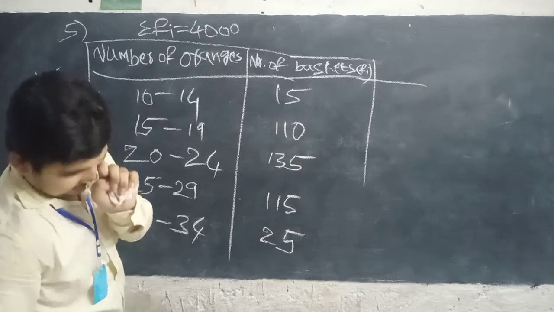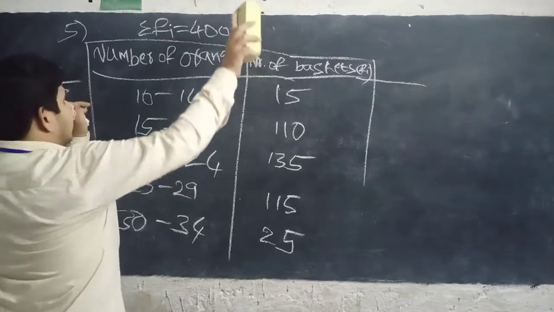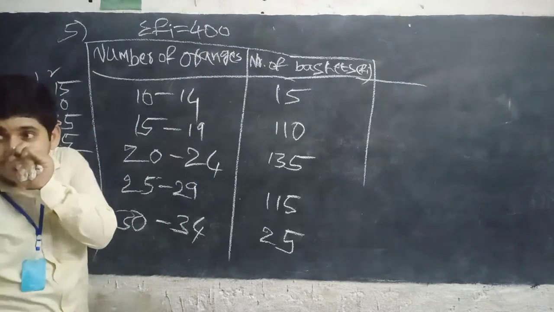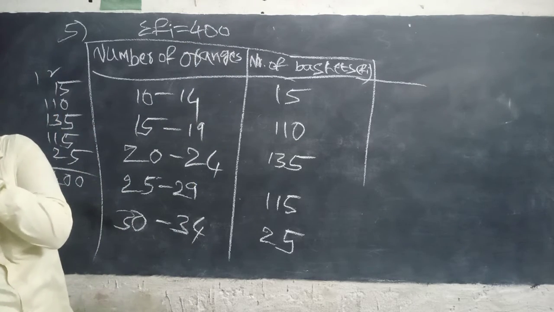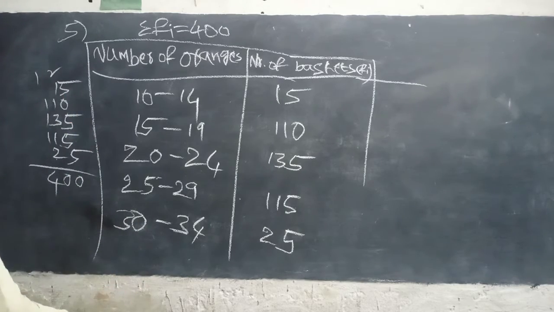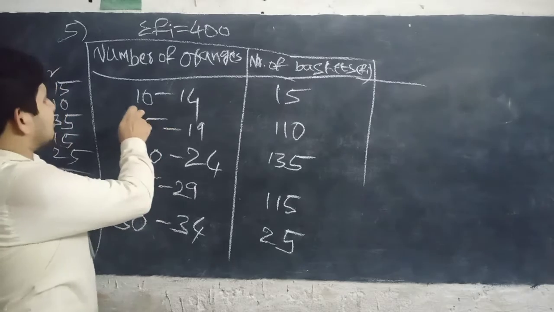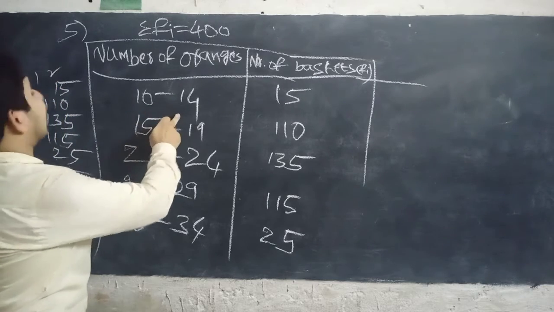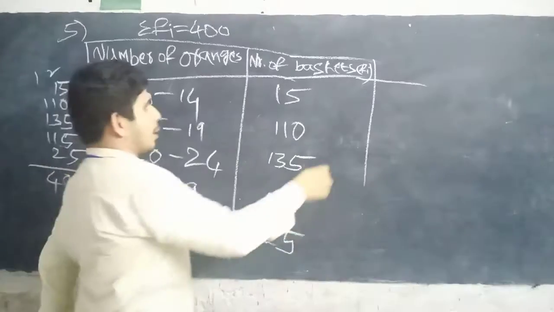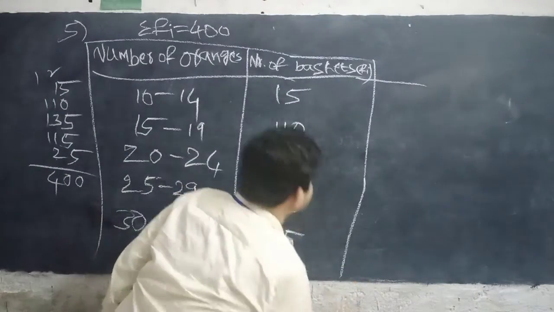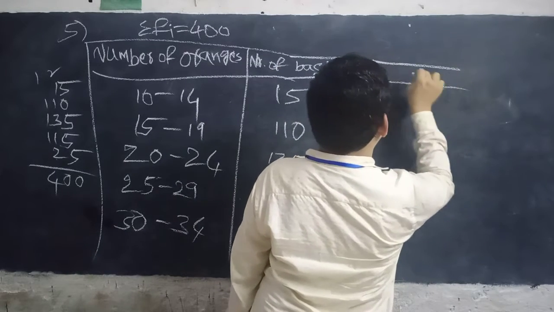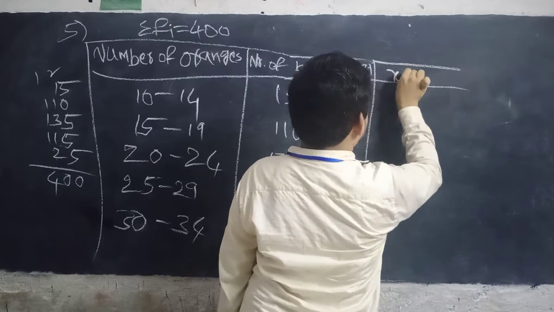Okay, 400. Now what you have to do? You have to find the Xi value. Okay. Xi.